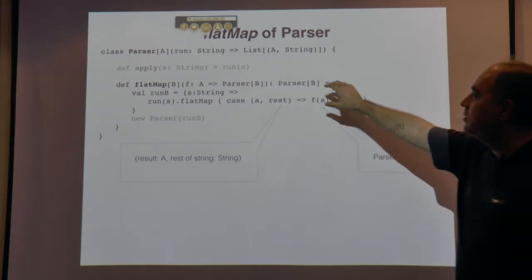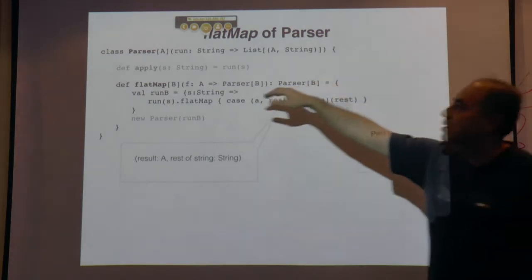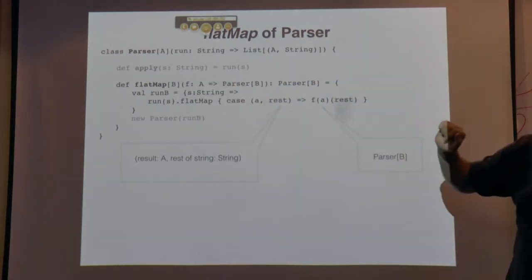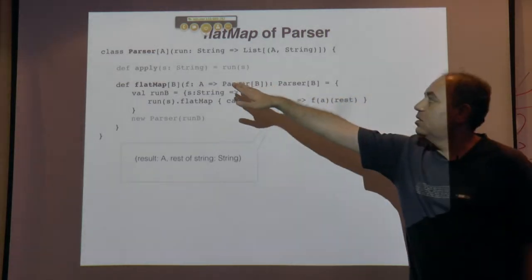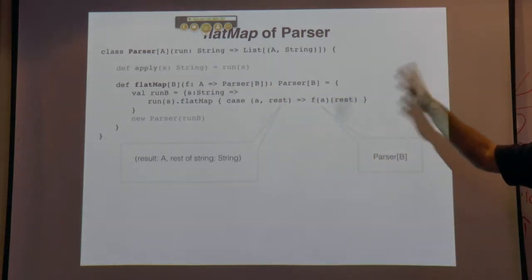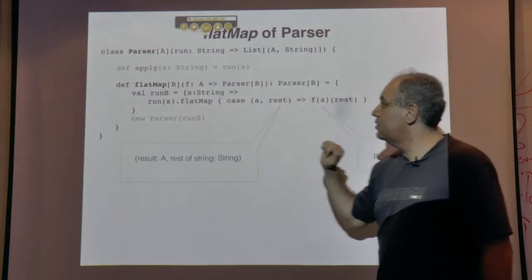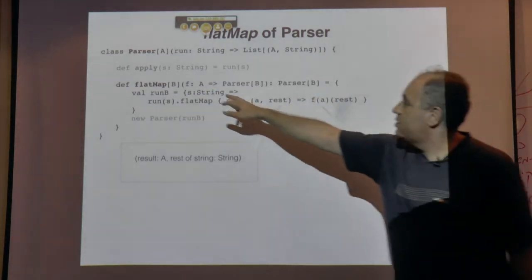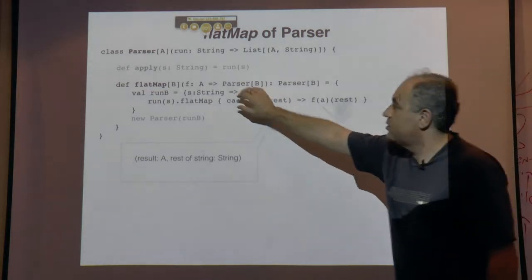We should define a flat map. So we are slowly making our parser class a monad. That's why I defined a parser as a class, not just as a function. And I'm adding a flat map method. This is the signature, and the signature should look familiar. And this is the most interesting part.